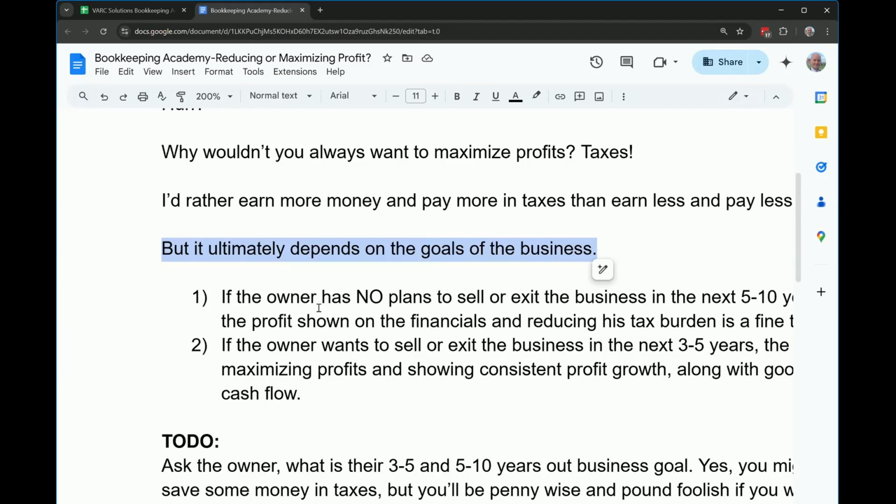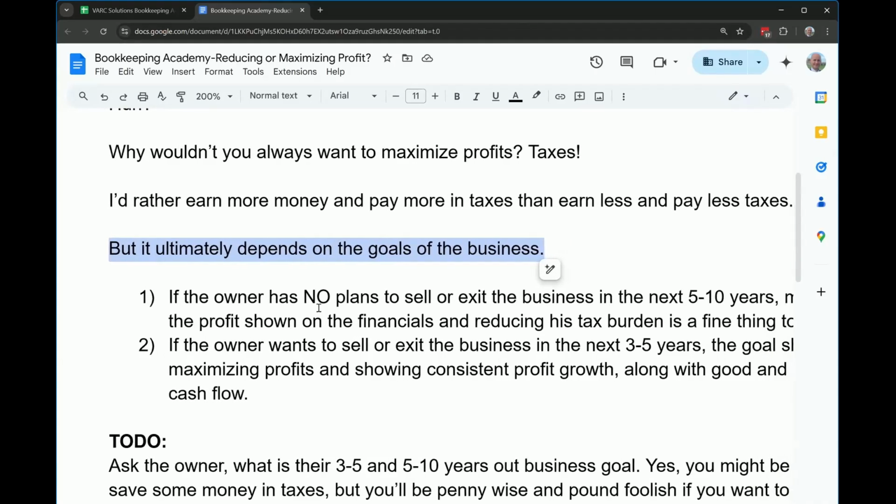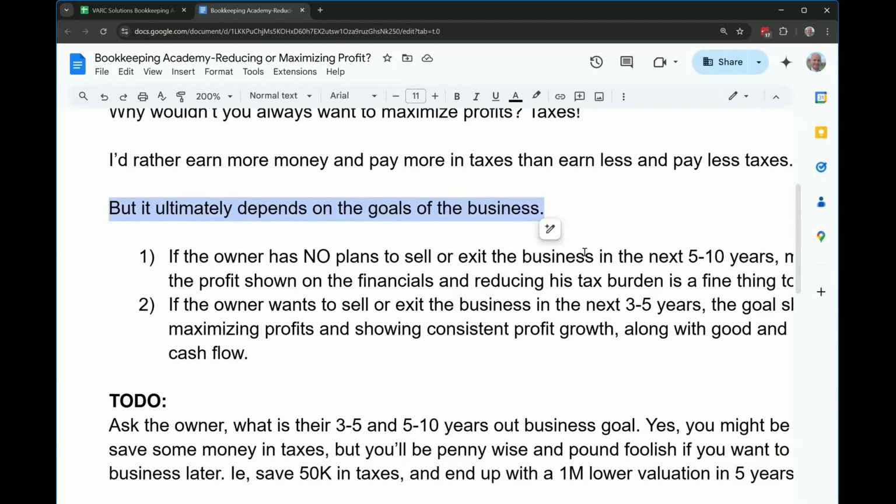Something that might have been recorded as income now that shouldn't be recorded as income now. Okay, so there are some legitimate reasons here. But let's go back to the central question here, and that's what's the goal of the owner?